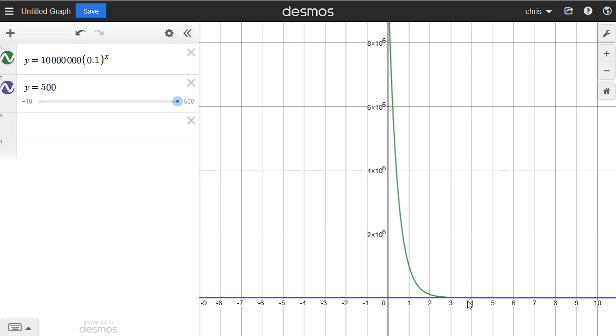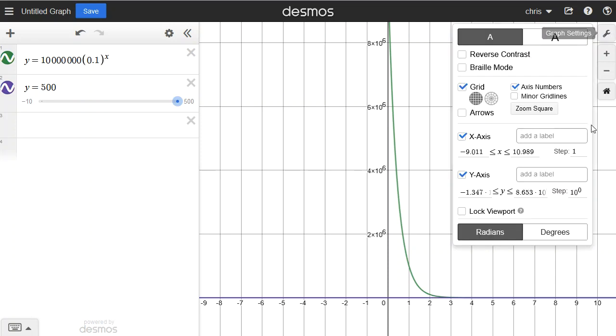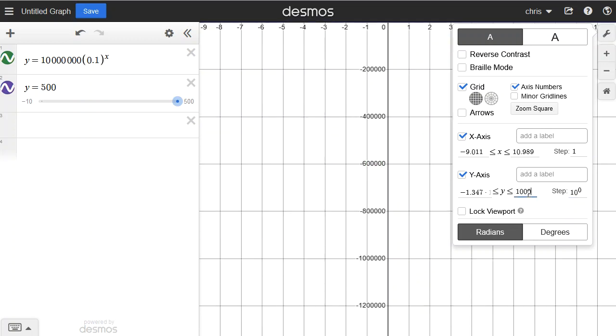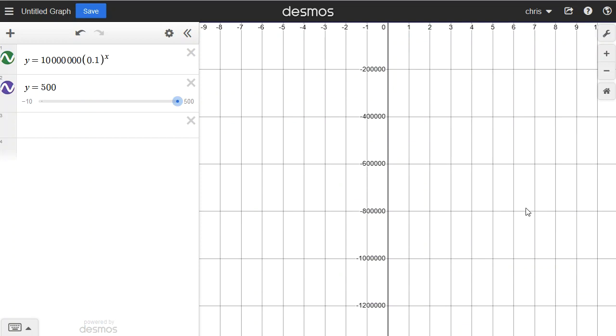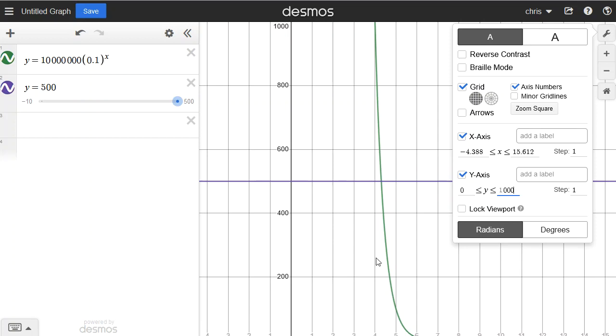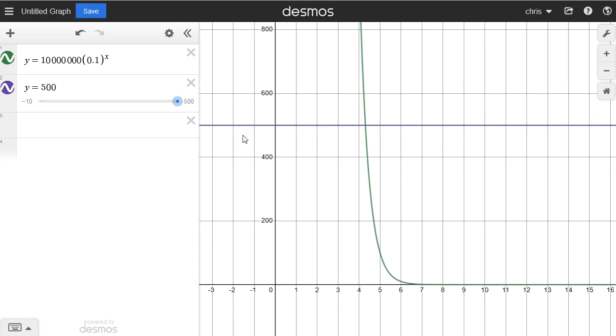Now I really want to see where this green and purple intersect. So I'm going to change the y maximum from 10 million to 1,000, since we want to know around 500. We have to change the minimum from negative to 0. There we go. Now I can see the 500 and my exponential decay. I can click on the intersection point, and it looks like about 4.3 filters before it gets down to 500.